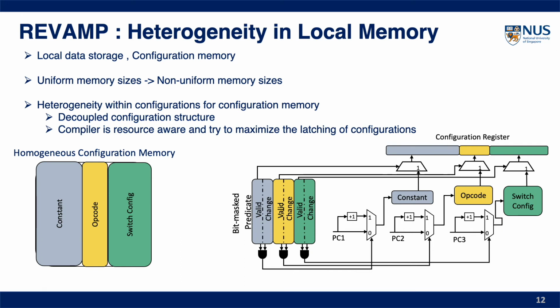There is a common bitmask predicate register which indicates whether the configuration switching is required, and the individual memory pointers will increment and load the new configurations to the configuration register only if it is required. The compiler tries to minimize the switching of configurations such that a configuration can be latched for a longer period of time. This will allow the individual memories to compress further, reducing the footprint. In addition, the decoupled configuration structure allows more control, like clock gating the individual memories, which will save more power.